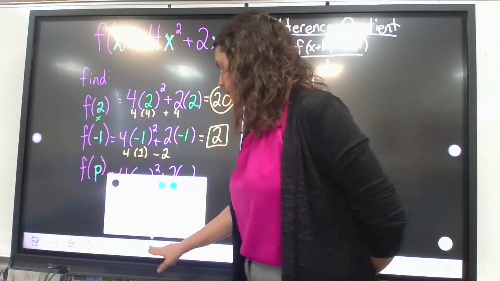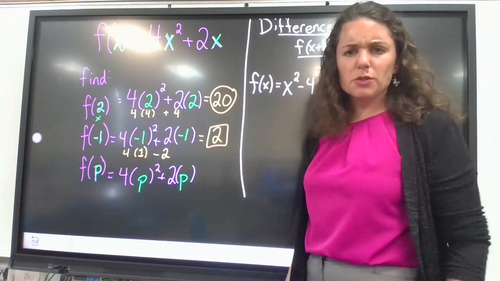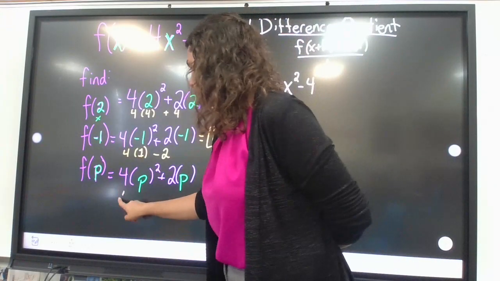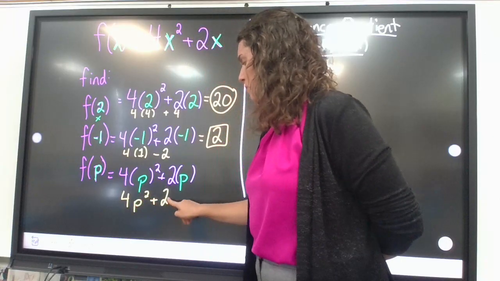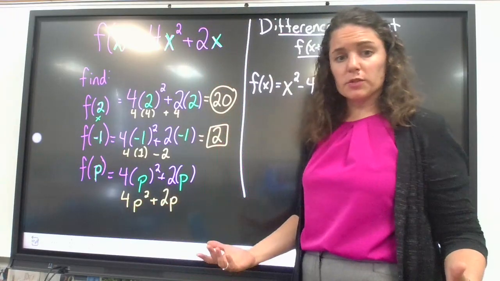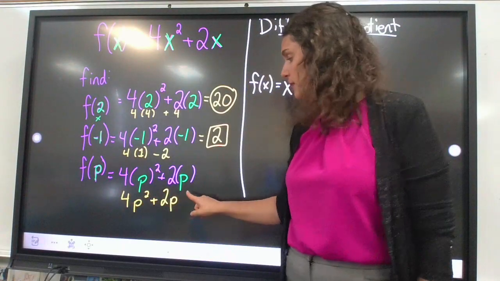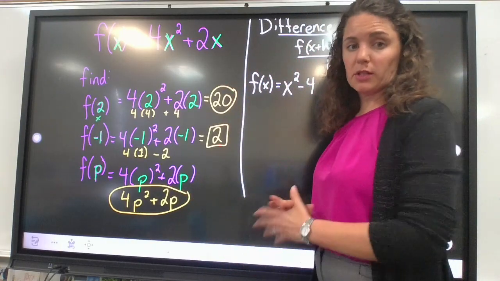Well, when I plug in my p for my letter, we can't really reduce it at all in yellow. So in yellow, what our new equation is going to be is just 4p squared plus 2p. There's nothing else to do. These are unlike terms. Something with a letter that's squared and a plain letter, you cannot combine them together. So that one is finished.